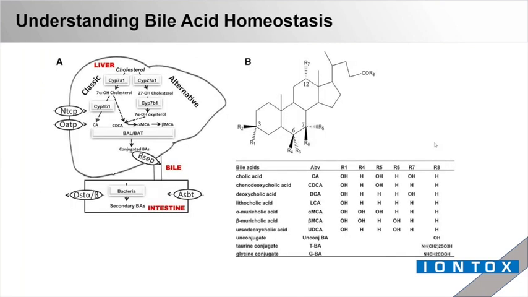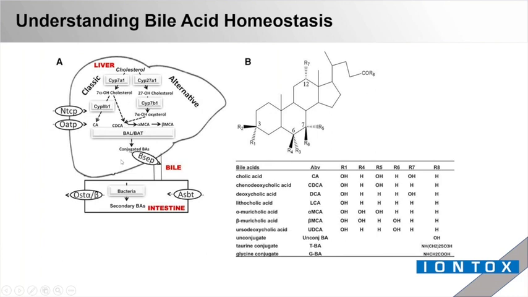To understand bile acid homeostasis, cholesterol here is metabolized by CYP7A1. This is actually the rate-limiting step in bile acid synthesis. And in particular interest to this presentation, we're looking at enterohepatic circulation.